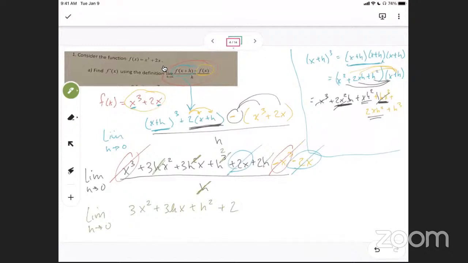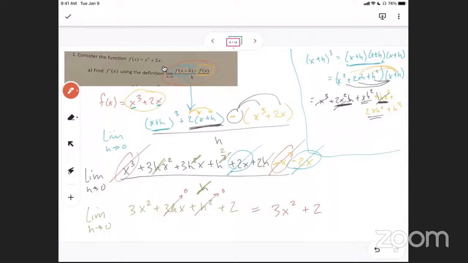And there's nothing left on the bottom, which is really nice because now what can I do with h? Just plug in the 0. And that's gone, and that's gone, right? Yeah. So that limit just equals, those both go to 0, 3x squared plus 2. Oh, okay. That makes sense.